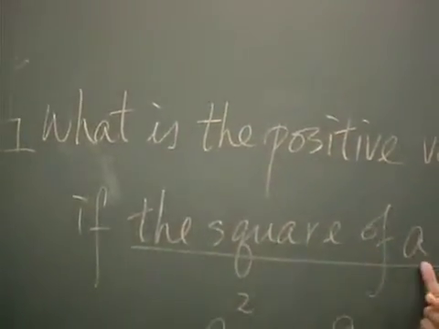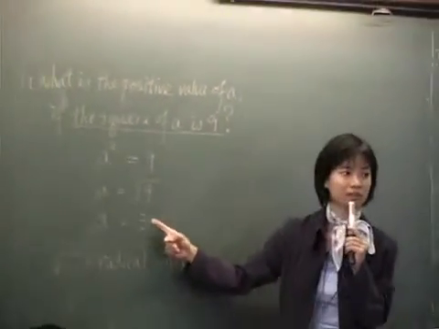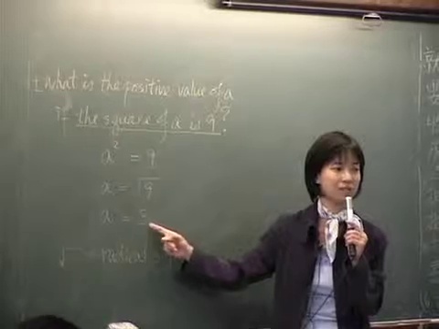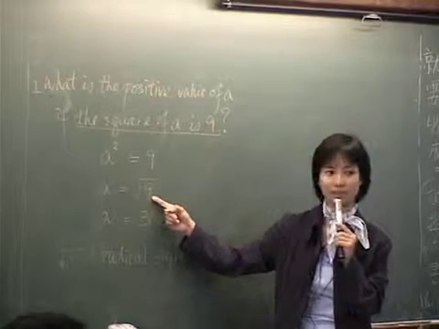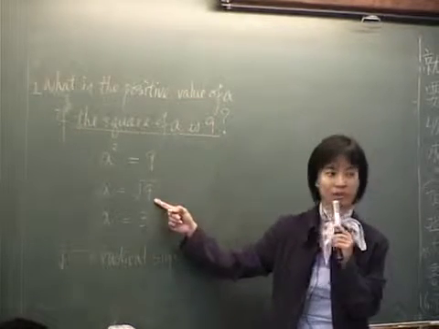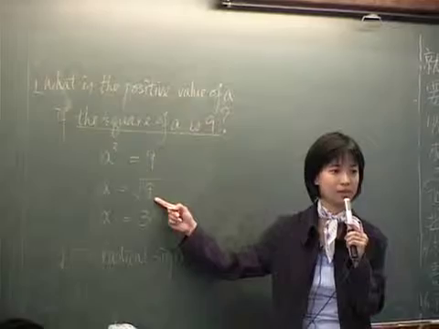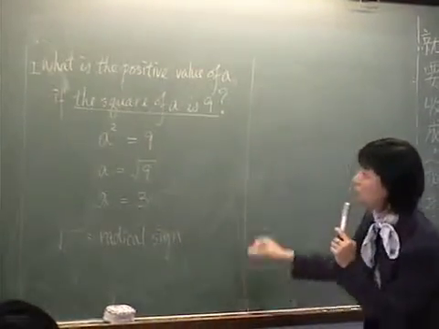If the square of A is 9, okay? Square root of 9 to find a positive value, where A squared equals 9. Do you understand what is the meaning of square root of a number? Yes, okay. So now number 2.